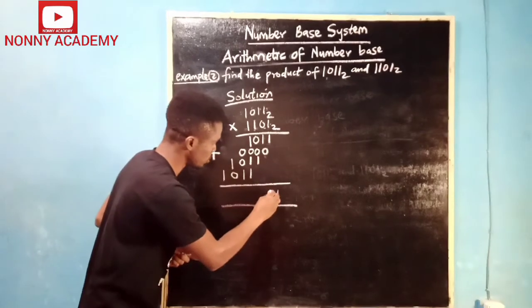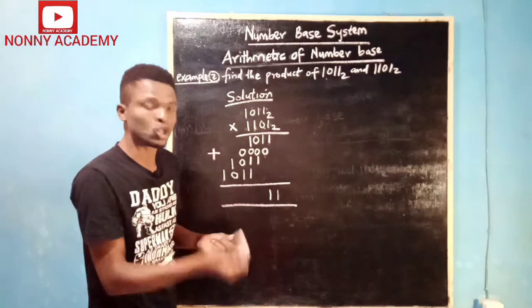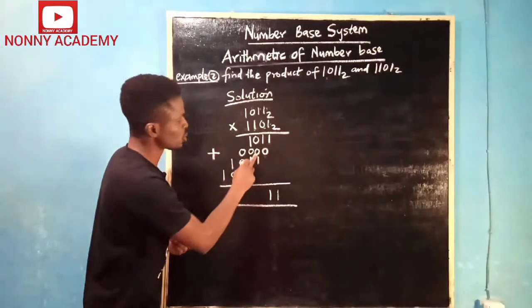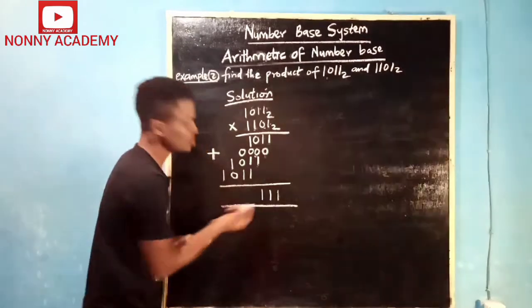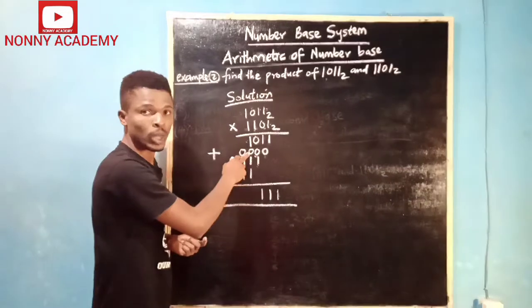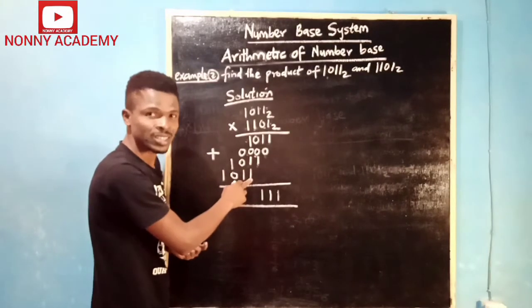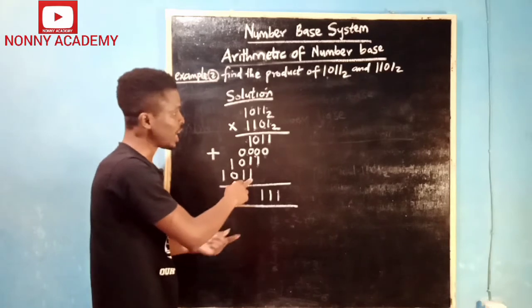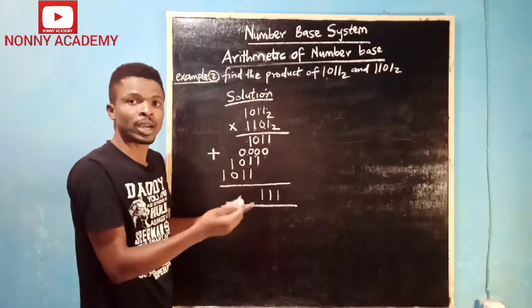I'll put down 1. The reason why I'm putting down 1 is because 1 is less than the base, which is 2. This one, 0 plus 0 plus 1 is 1. I'll put down 1. The next one, 1 plus 0, which is 1, plus 1, which is 2, plus 1, which is 3. Since 3, the answer, is greater than the base, I have to divide 3 by 2.